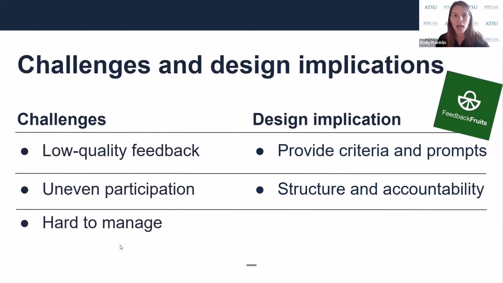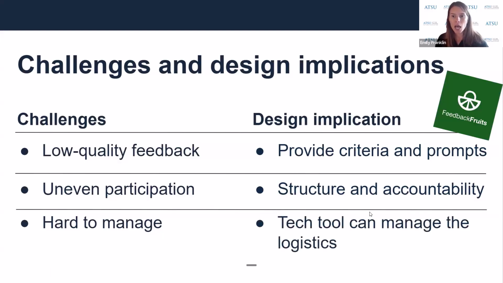quality of that feedback. And then for the challenge of hard to manage, Feedback Fruits automatically assigns reviewers and tracks submission and completion, so you're not sorting through who did what or where submissions are or anything like that. So again, this tool, Feedback Fruits, is something that you have access to already in Canvas.